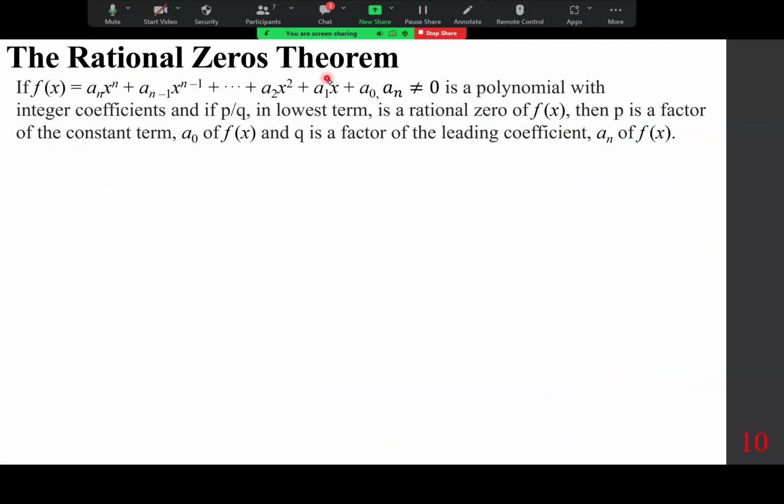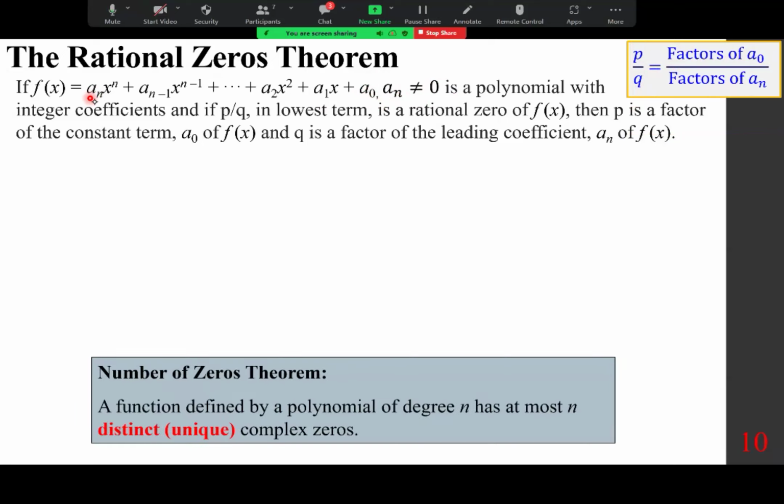The rational zeros theorem. If f of x is a polynomial, a sub n x to the power of n, all the way to a sub 0, where a sub n can't be 0, is a polynomial with integer coefficients. If p over q in lowest terms is a rational zero of f of x, then p is a factor of the constant term a sub 0 of f of x, and q is a factor of the leading coefficient a sub n of f of x. In other words, factors of the constant over factors of the leading coefficient.